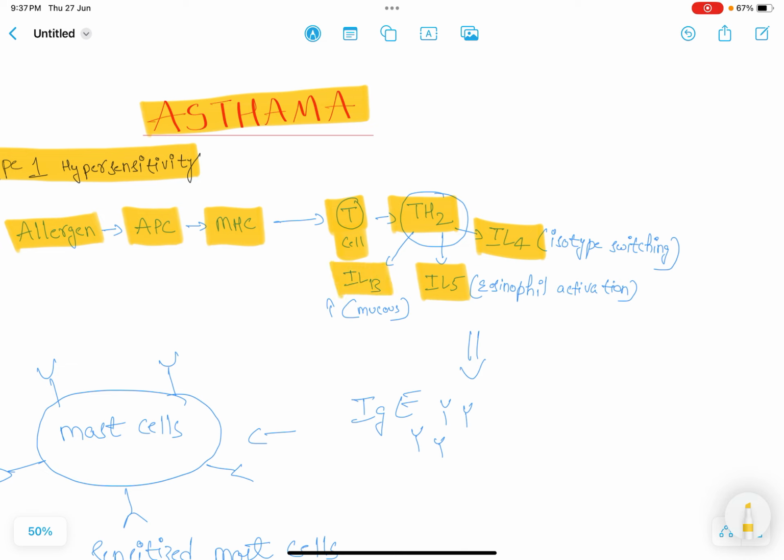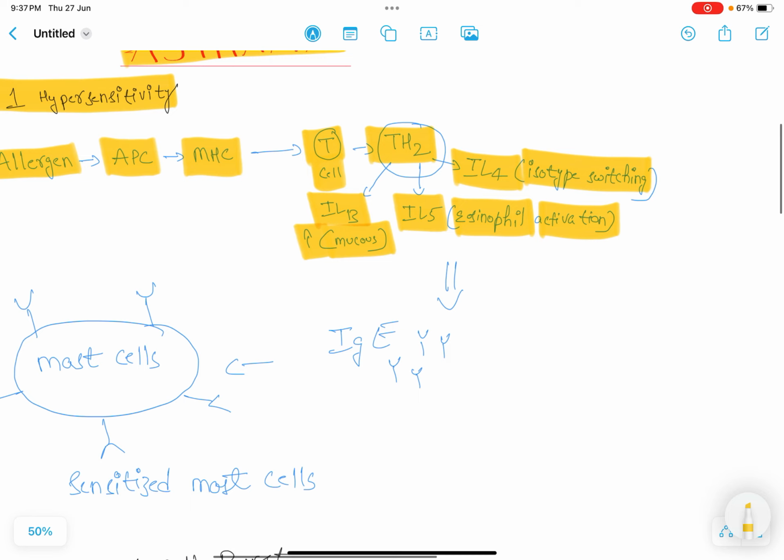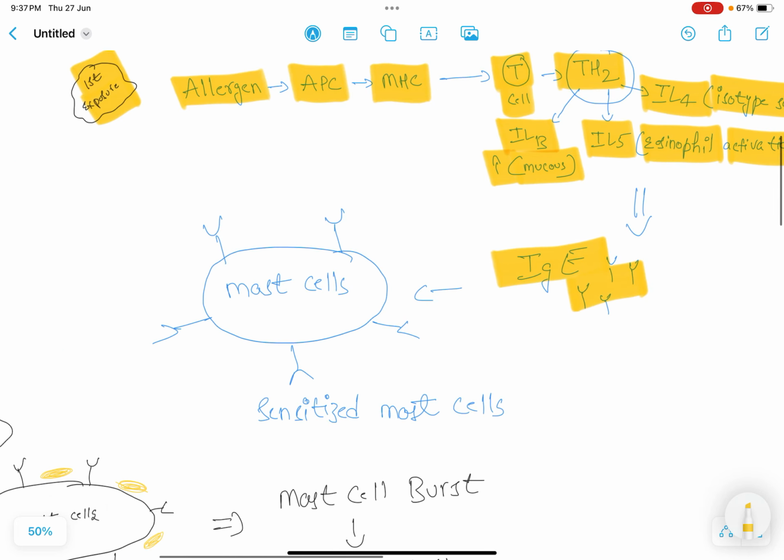Interleukin 4 causes the isotype switching. Interleukin 5 activates the eosinophil. Interleukin 13 will increase the mucus. All this together will cause an increase in the production of the IgE antibodies. This IgE antibody will sit on the mast cells and it will sensitize the mast cells.